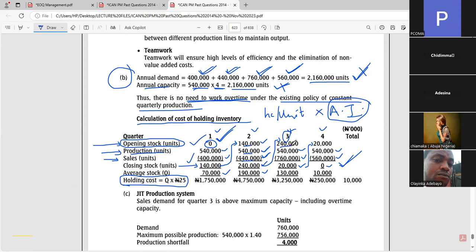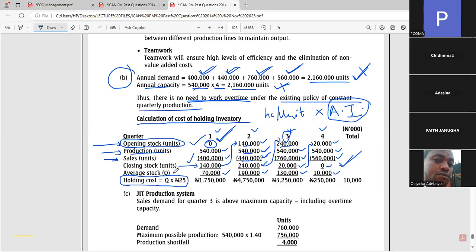240,000, which is our opening stock, plus where's the closing stock? 20,000. That's 260, divided by 2. 130. Then for quarter 4, 20,000 plus 0 divided by 2 is 10,000. Are we good now? 10,000.